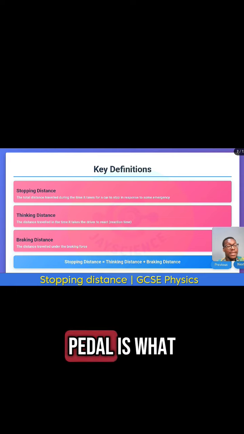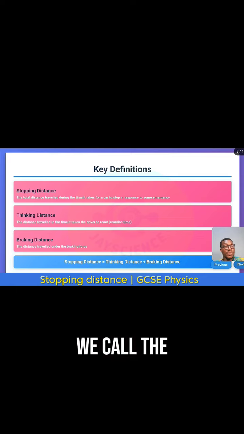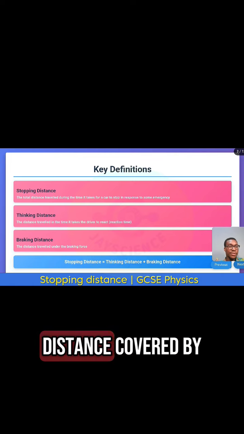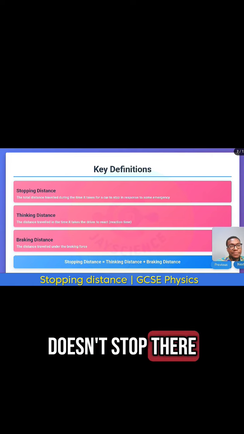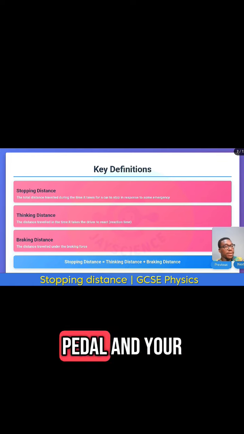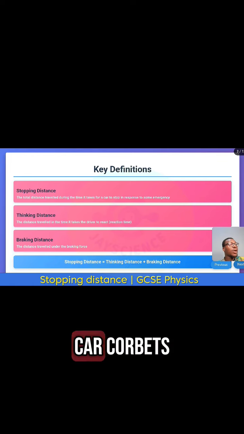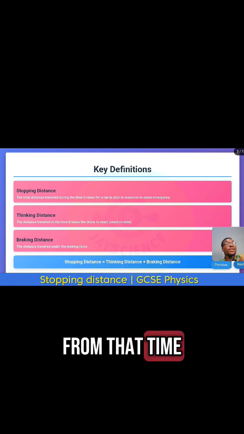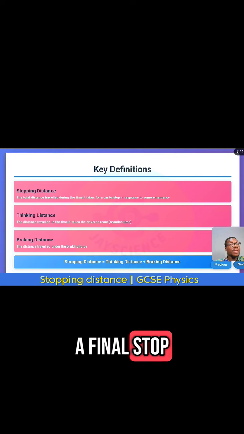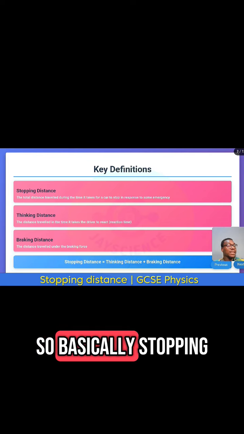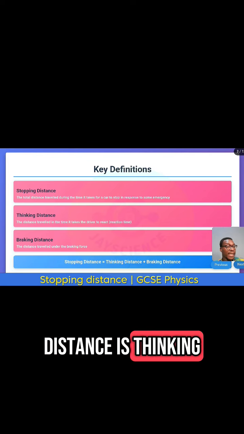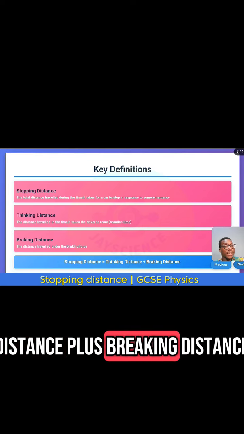That time between when you thought about it and when your foot hits the pedal is what we call the reaction time. And then the distance covered by your car during that time is what we call thinking distance. And the journey doesn't stop there. By the time you put your foot on the pedal and you match your brakes, the distance your car covers from that time to when the car comes to a final stop is your braking distance. So basically, stopping distance is thinking distance plus braking distance.